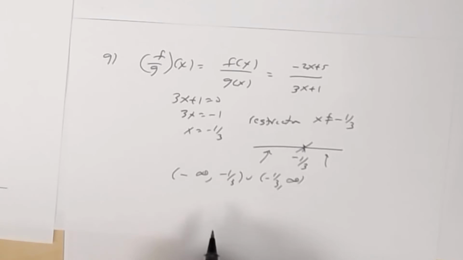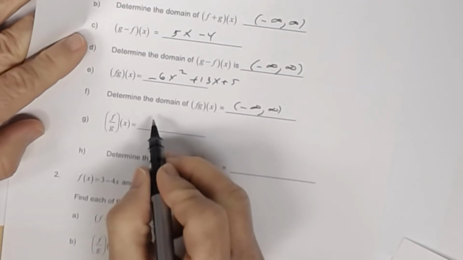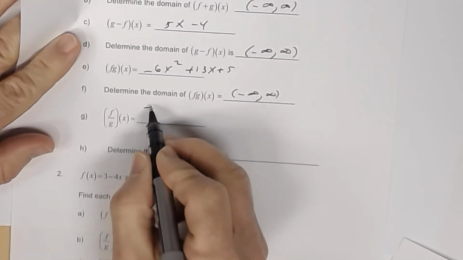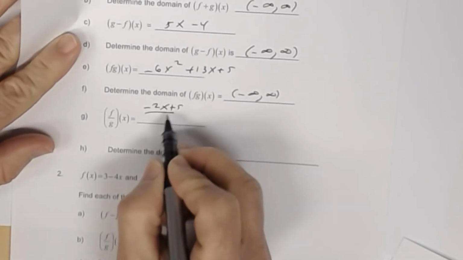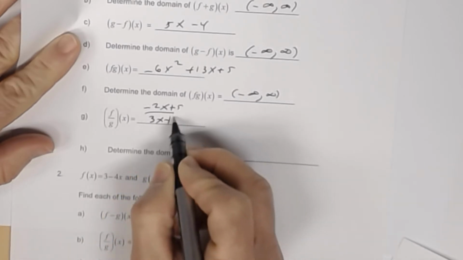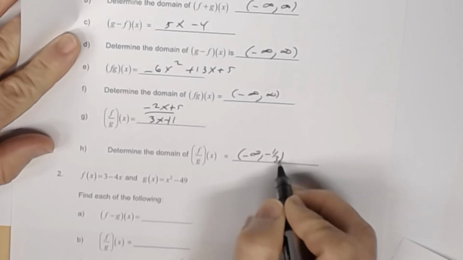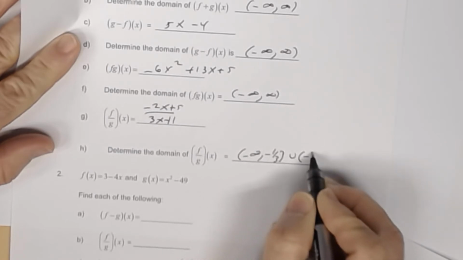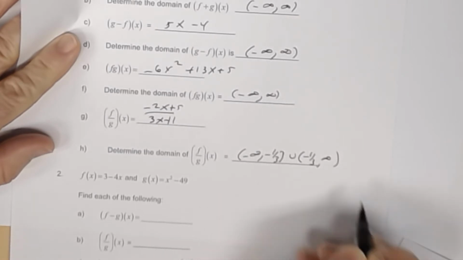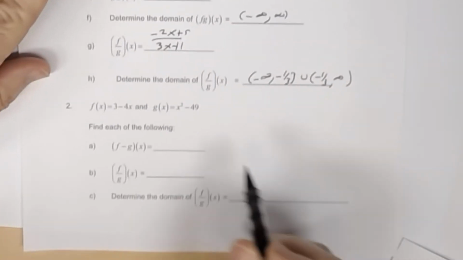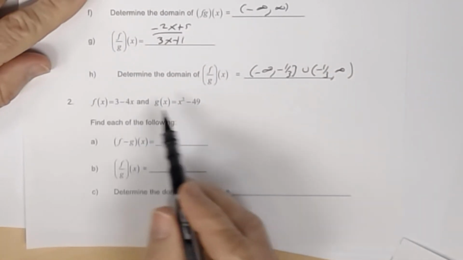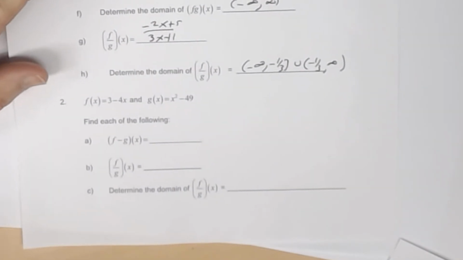All right. So in letter G, the answer is going to be negative 2x plus 5 divided by 3x plus 1. And then the domain will be negative infinity to negative 1/3, union, and then negative 1/3 to infinity. All right, now number 2, you're dealing with a linear and a quadratic. So let's do that one.